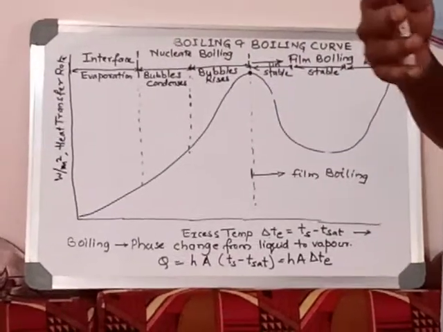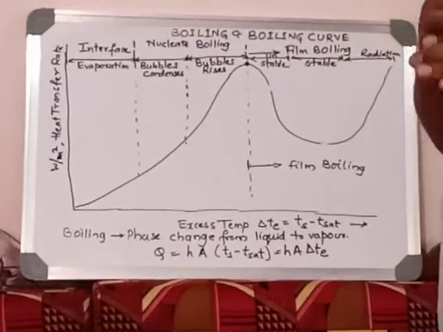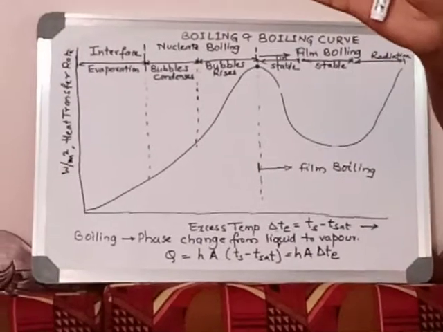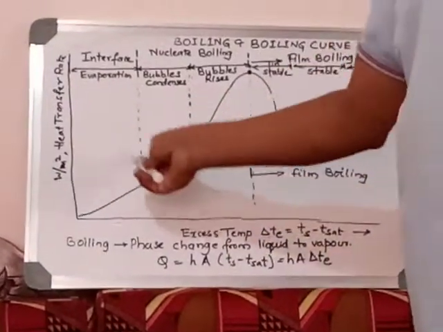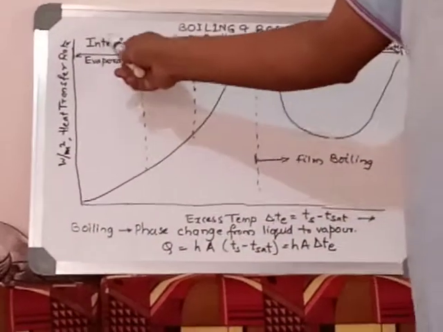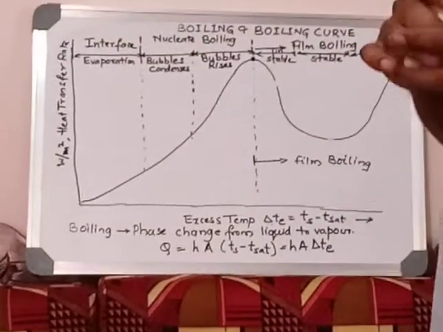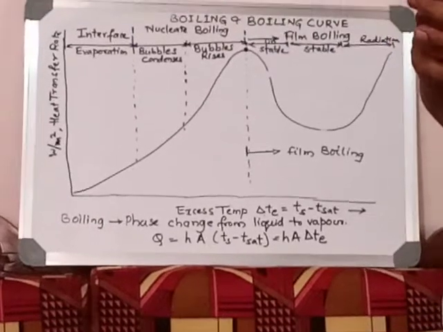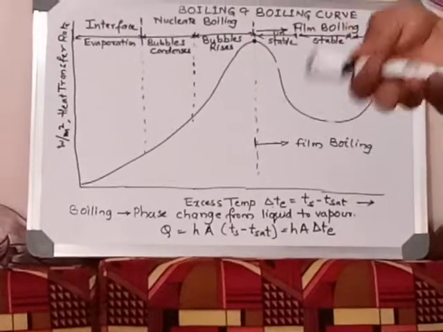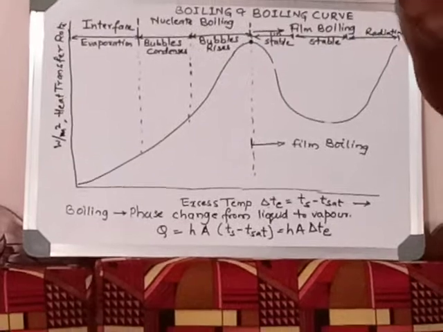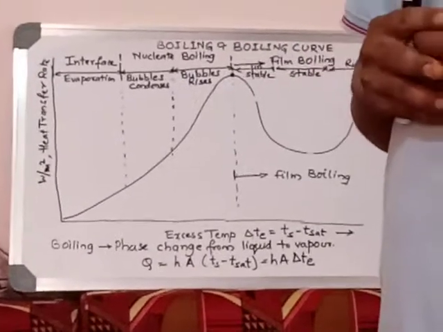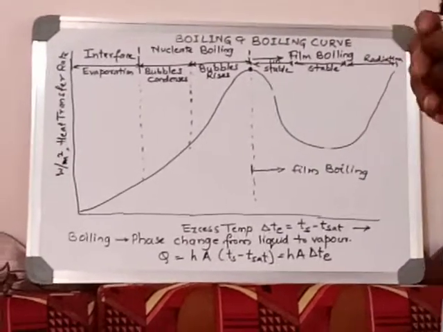That means at the surface of the wire only, small bubbles are formed and they rupture. That will appear for 5 degrees centigrade only. Up to 5 degrees centigrade, this interface evaporation will occur. It is a very efficient heat transfer, and small bubbles are formed and ruptured again and again, but this phenomenon will continue only up to 5 degrees excess temperature. That is called interface evaporation.